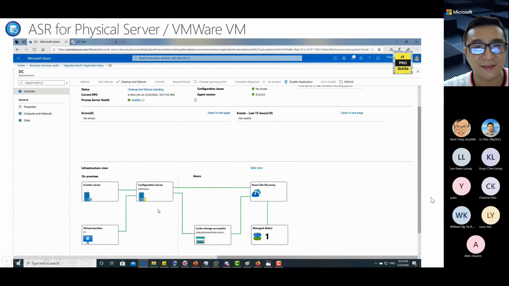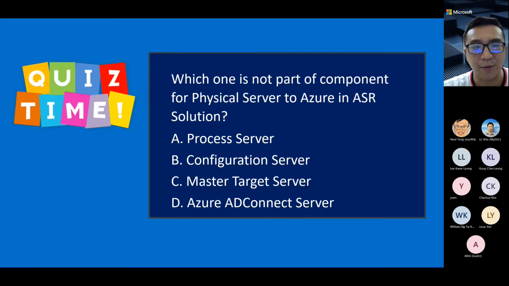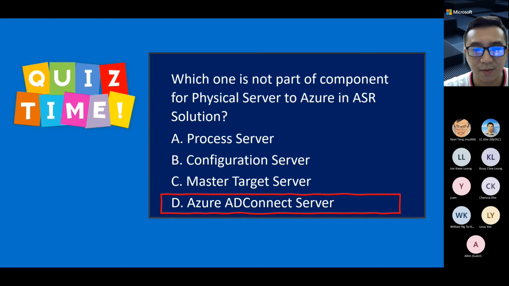Any question? If no question, we come to the quiz time. Which one is not part of the components for physical server to Azure in the Azure Site Recovery solution? A is process server, B is configuration server, C is master target server, D is Azure AD Connect server. The answer is D. It doesn't require an Azure AD Connect server. Azure AD Connect is used to sync Active Directory information to Office 365 or Azure Active Directory, so it's not part of Azure Site Recovery.